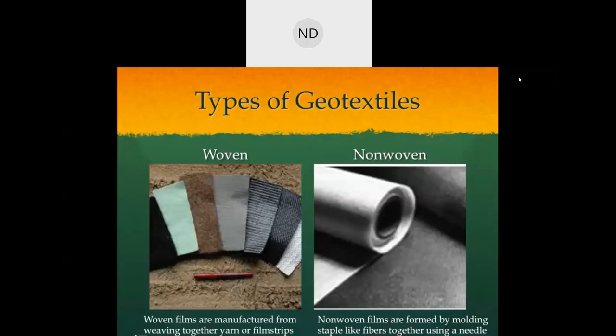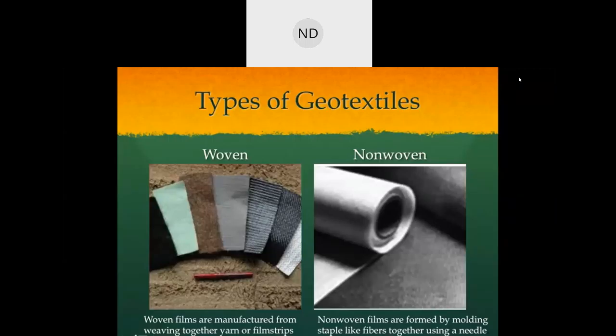Non-woven geotextiles are usually formed by molding short staple-like fibers together or by molding continuous filament into a thin layer. A needle punch manufacturing process is generally used for non-woven geotextiles. This process requires a needle to intertwine the various fibers together to form one solid material layer.